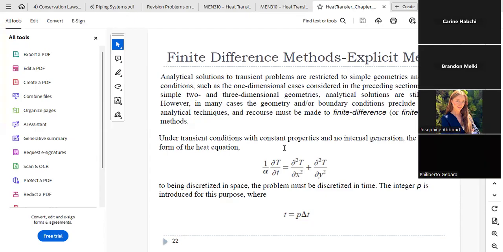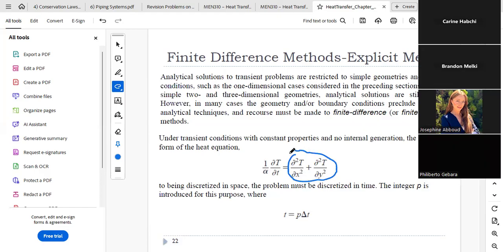variation with space. Now, the general differential equation will take into consideration the presence of generation. But here, for a first case, let us consider 2D transient variation with no generation. So the equation will be reduced to 1 over alpha times the derivative of temperature with respect to time. So this is the transient term. And since temperature is varying in 2D, we'll have the second derivative of T with respect to X plus the second derivative of T with respect to Y.